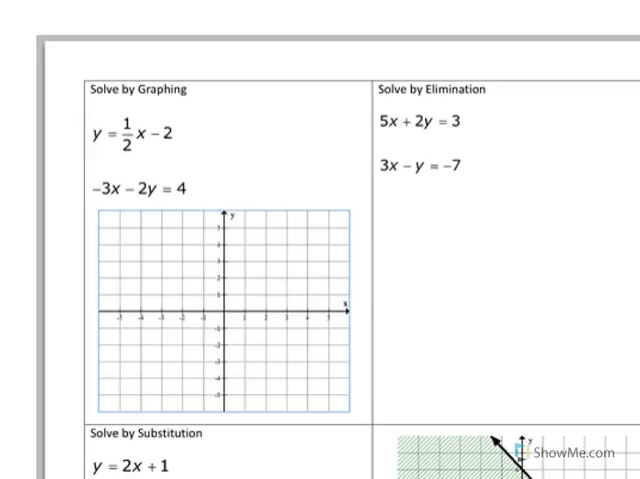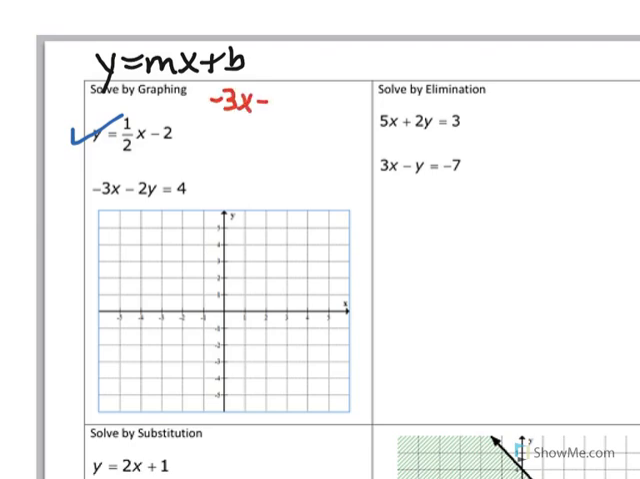So here's the first question. It says solve this by graphing. Now in order to solve by graphing, we want to get our lines graphed and find the intersection point. That's where the solution is, where the two lines intersect. So in order to do that, we want to get both lines into slope-intercept form, which is y equals mx plus b.